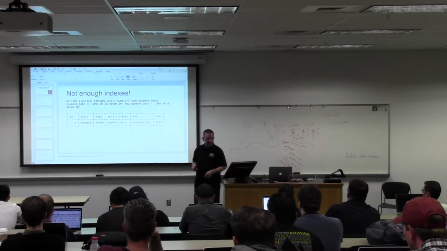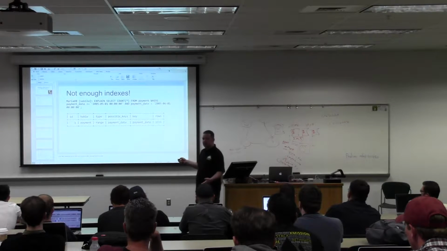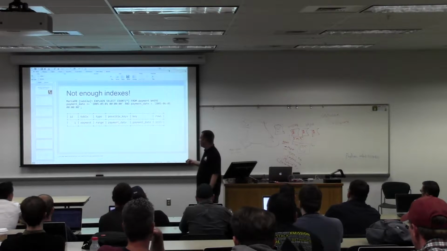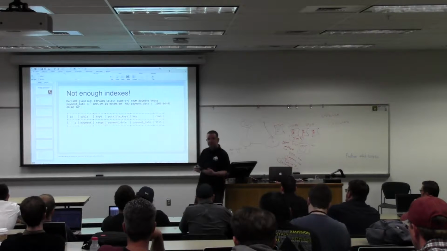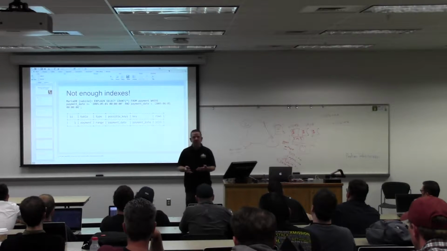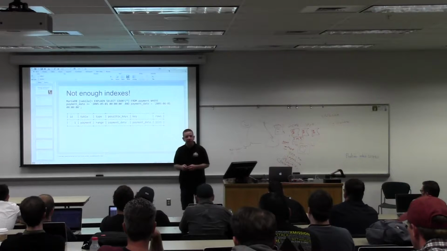Okay, so we add an index, and you see this changes. Before it said type all, and now it's type range. It's not looking at the whole table, it's just looking at a range in the table. It's using the payment date index, and you see the rows has gone down. It knows how many rows, based on the index, it's going to have to look at.